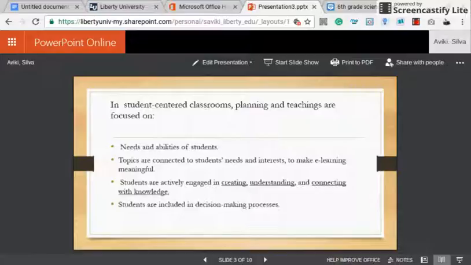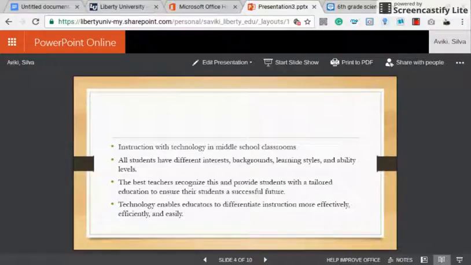Students' motivation to learn increases when they feel they have a real share in their own learning. In a student-centered classroom, students are given options and are included in decision-making processes. All students have different interests, backgrounds, learning styles, and ability levels. The best teachers recognize this and provide students with a tailored education to ensure their students a successful future.